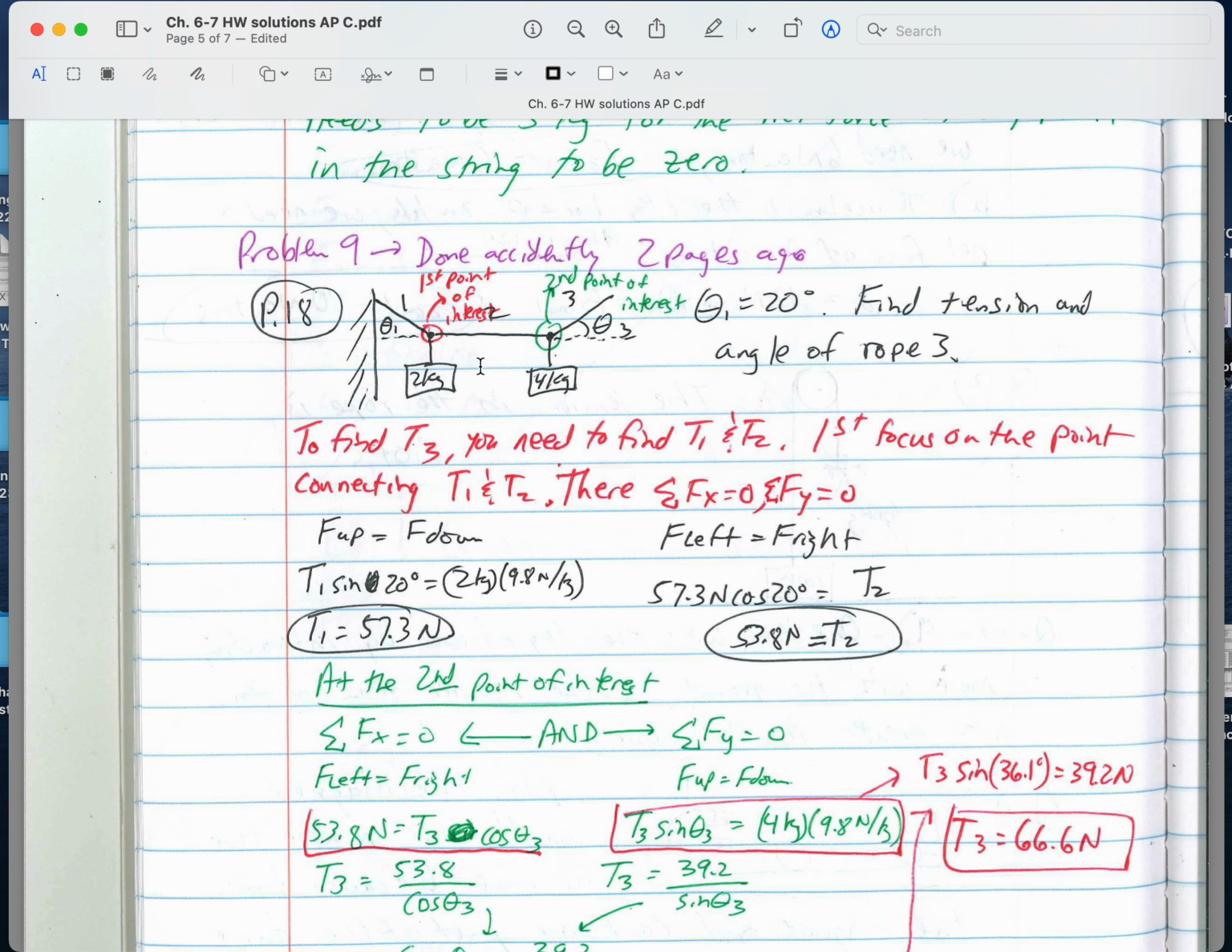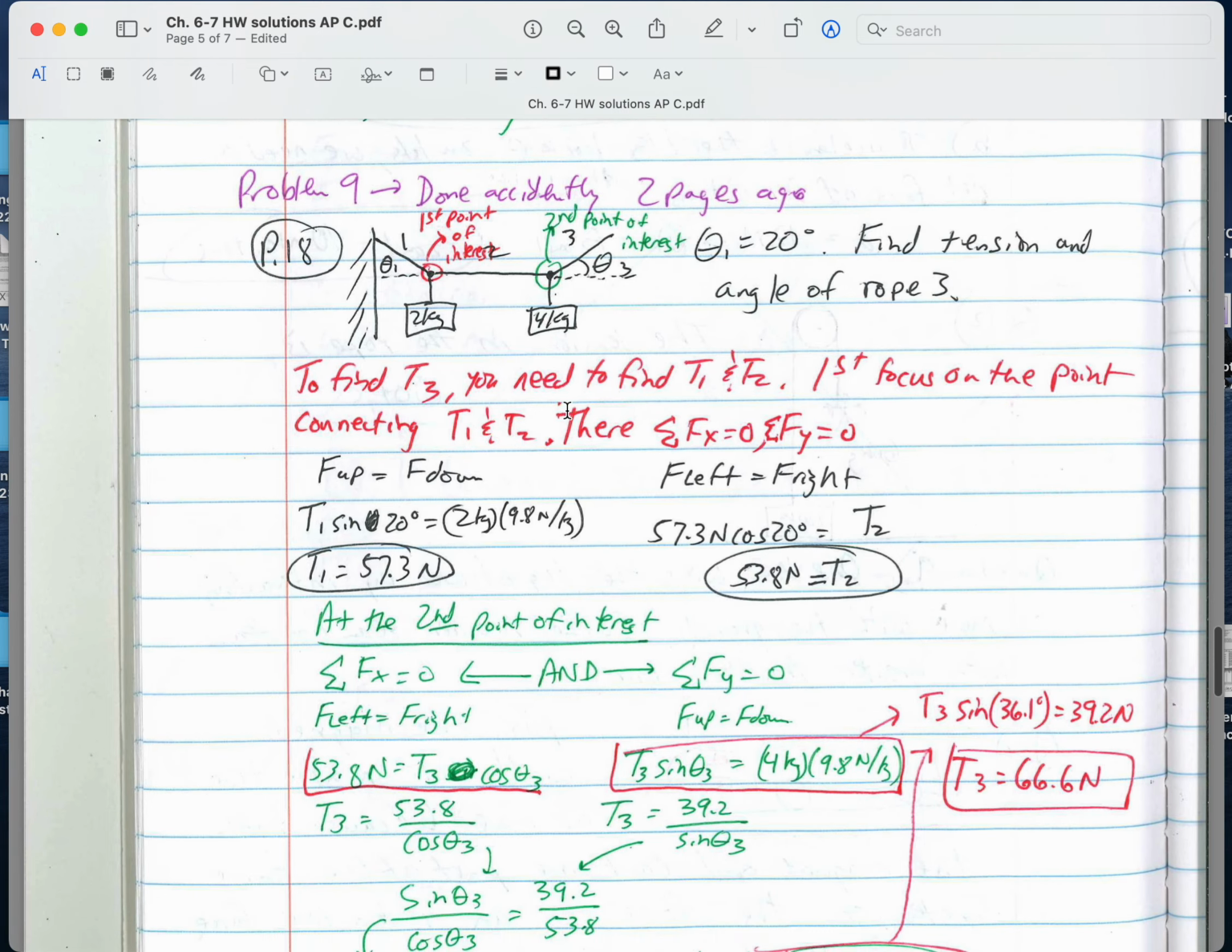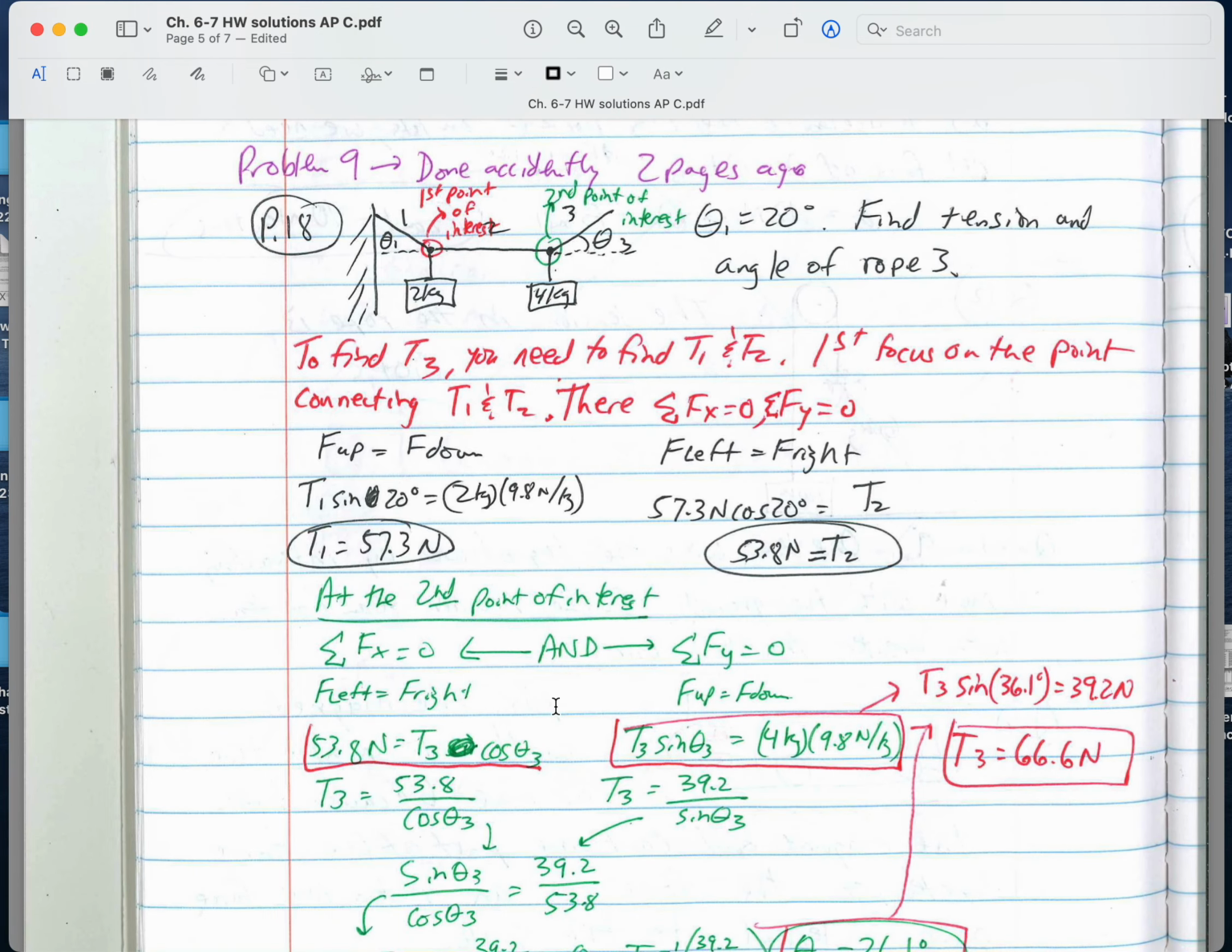Now, that lets me figure out T2, because T2 is horizontal, so I can get the horizontal component of T1, 57.3 times the cos of 20 degrees, and that would equal T2, and that's 53.8 newtons. Now I'm going to the second point of interest. T2 is pulling to the left at 53.8 newtons. T3 is pulling up and to the right. There's a vertical force down of m times g, 4 times 9.8, that's 39.2 newtons.